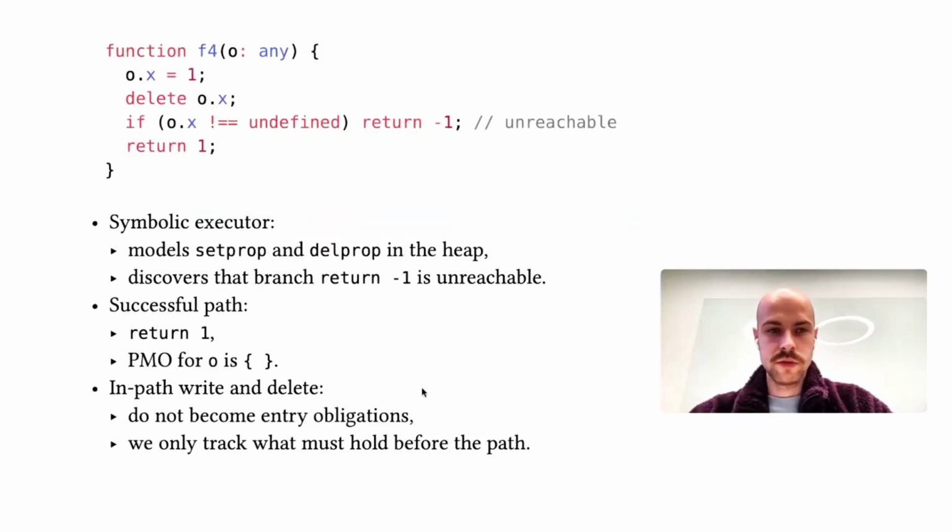And a small example that delete does not create path obligations. So if we delete some property or create some property in the first line of this method, it doesn't mean that this object must have it at the beginning of the method. So you can modify it. It doesn't matter. It does not affect path minimal objects.